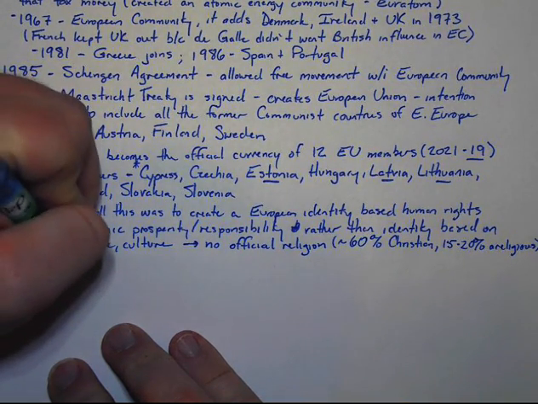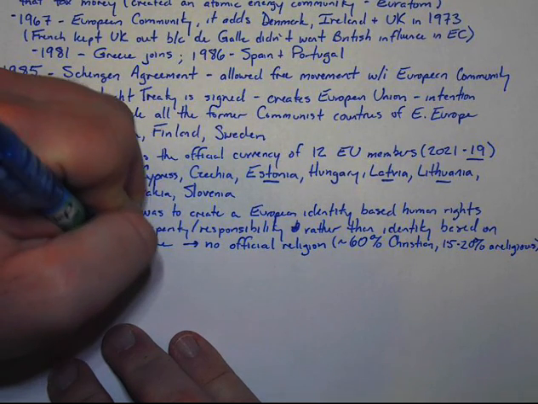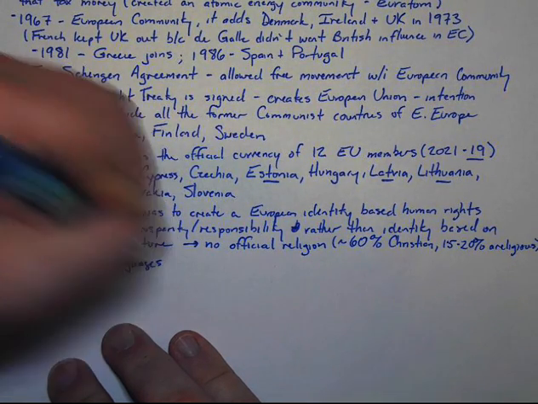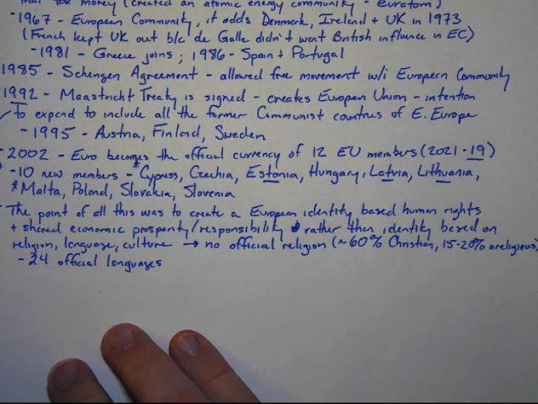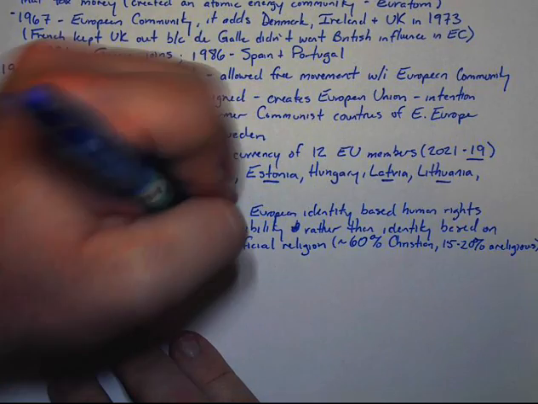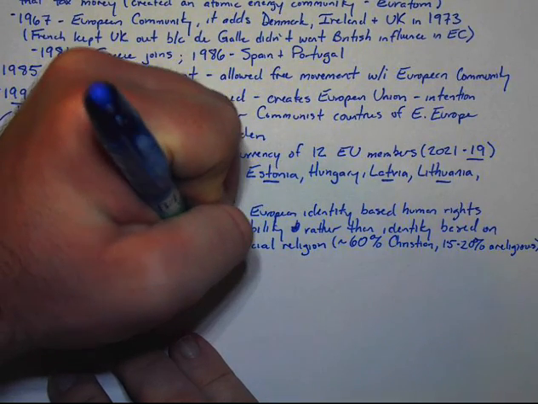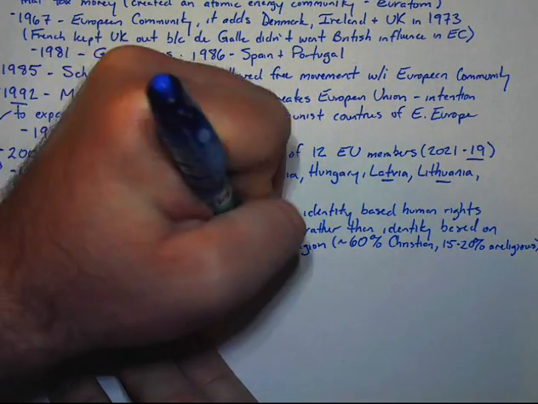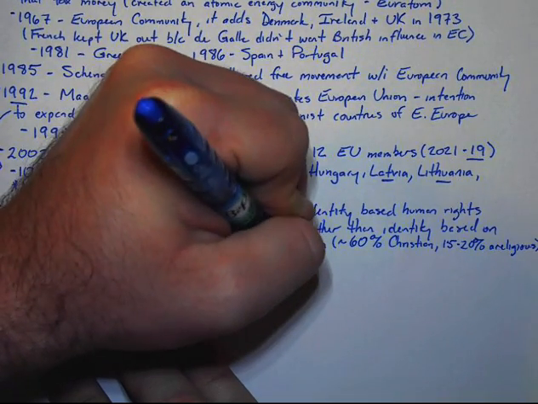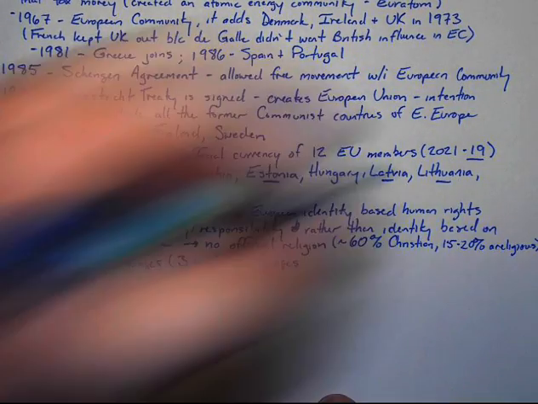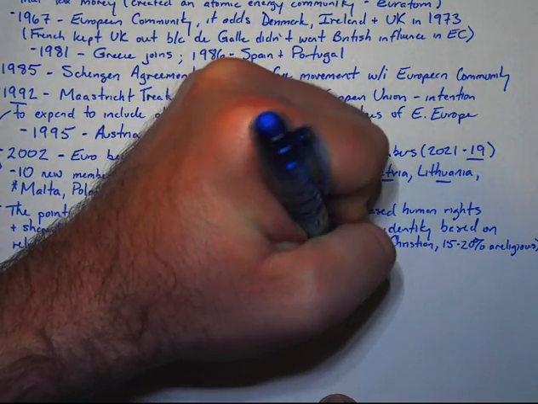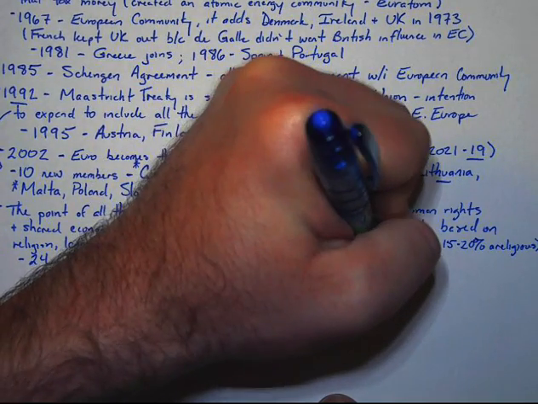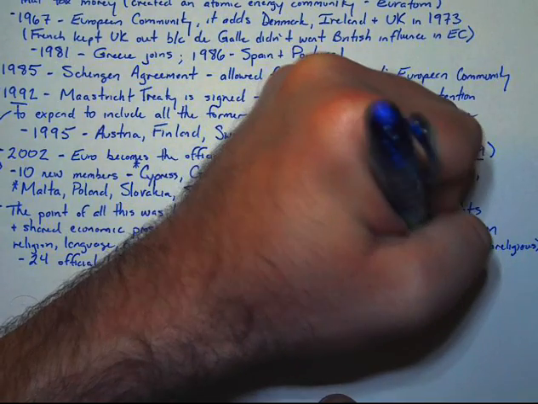There are also 24 official languages. So if there is an official language in a member country, it is the official language of the EU as well. Now, that's kind of hard to manage. So there are 3 working languages in which most of the business of the EU is done. So these are English, French, and German.